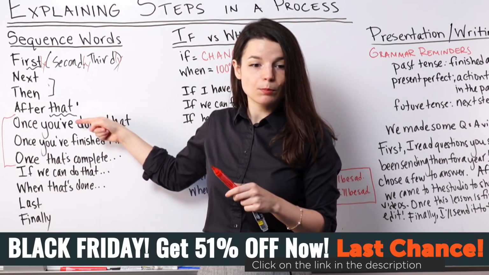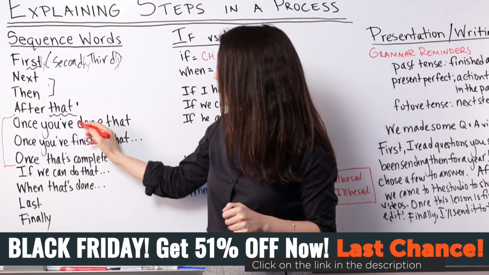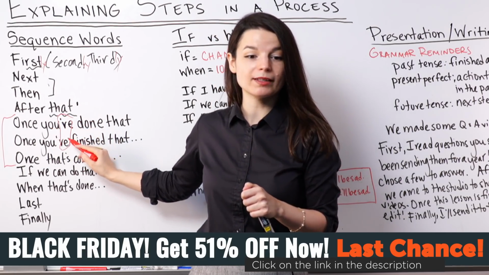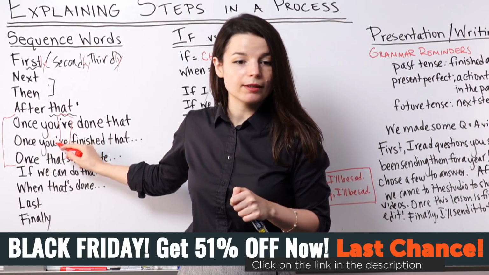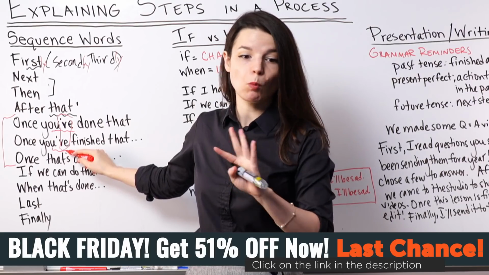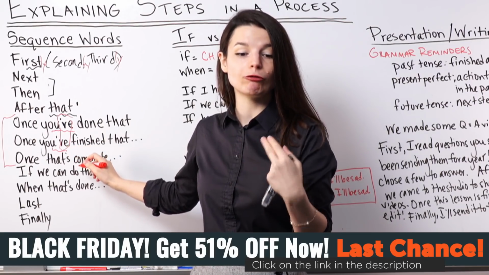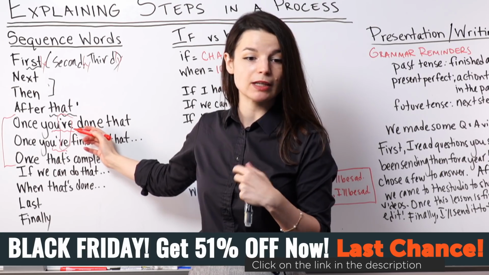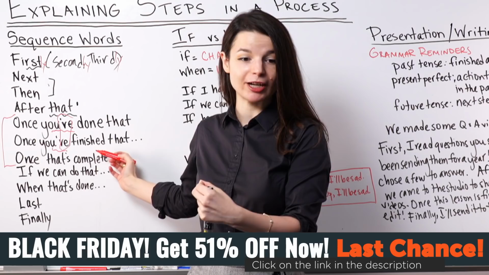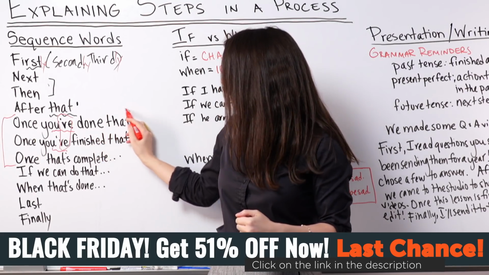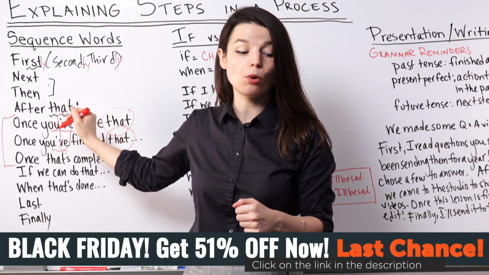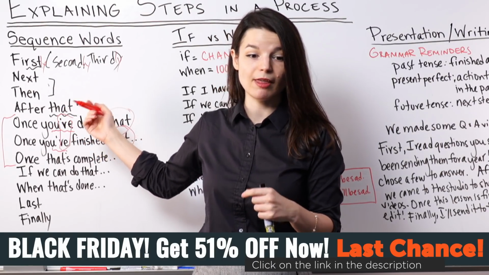So here I want to look quickly at this grammar point. Once you've done that, once you've. I know that this is something that's difficult for people to hear. Once you've, not once you, once you've done that. So this you've is once you have done that, once you have finished that. So again, this that refers to a previous point that you explained, once you've done that.